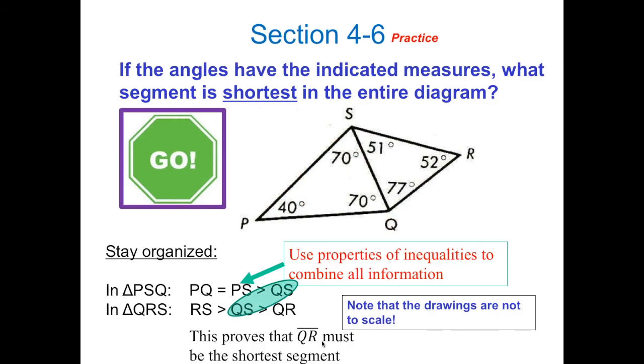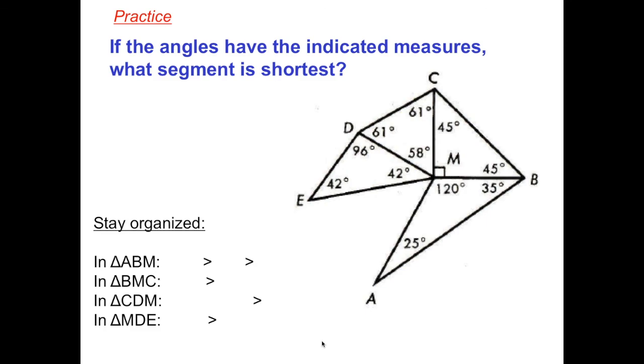Okay, that makes sense. If you're just like, that wasn't that hard, I got that, I'm going to give you a harder diagram. Boom. There you go. We actually have not one, not even just two, but three sides shared between multiple triangles here. So question, if the angles have the indicated measures, what segment is shortest in the entire diagram? I'll leave you about two minutes. Ready, set, go.